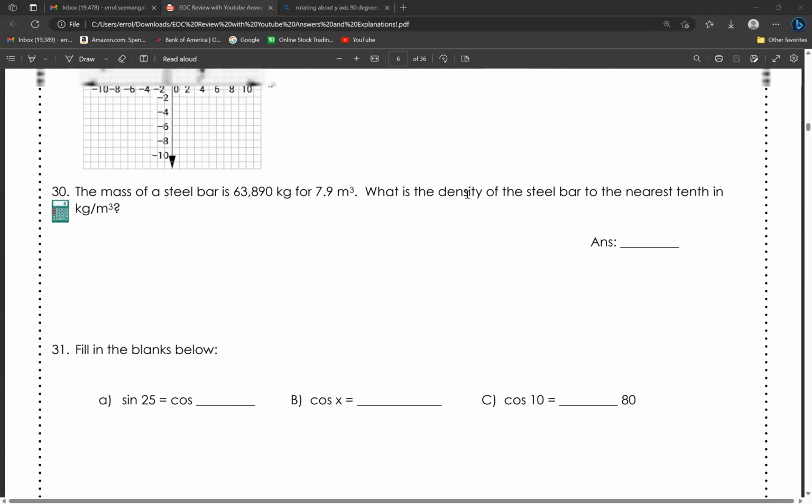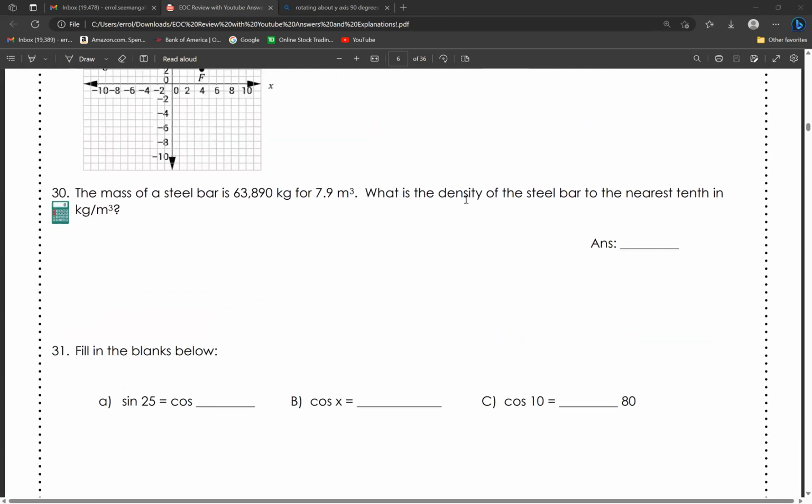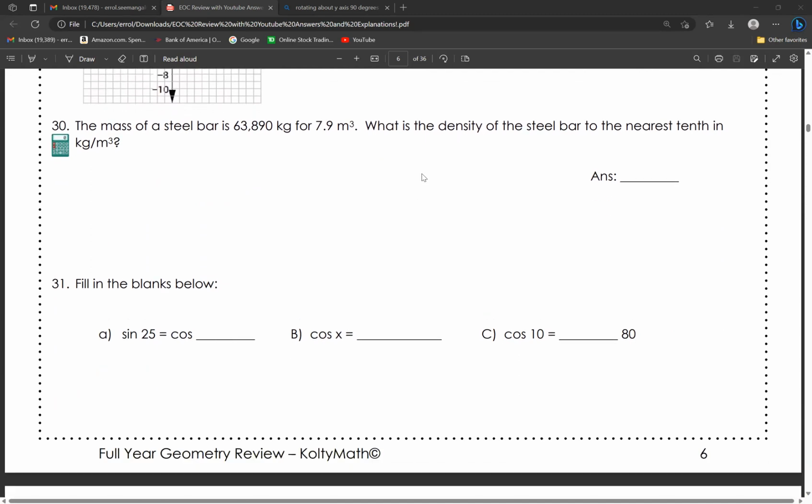Mass of a steel bar is that, for 7.9 meters cubed. What is the density of the steel bar to the nearest tenth? You just divide it. It wants kilograms per meter cubed. Just take your kilograms and divide by the 7.9. And it says nearest tenth. Tenth is how many decimal places?